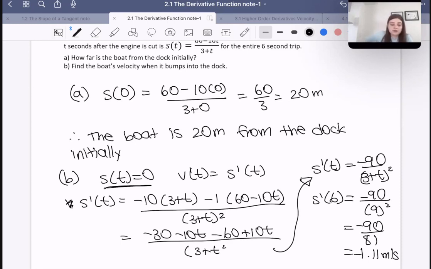All right, well, very good work today, everyone. That is it for the quotient rule.